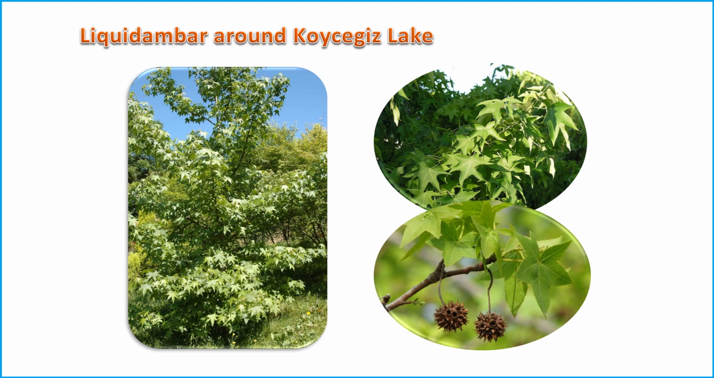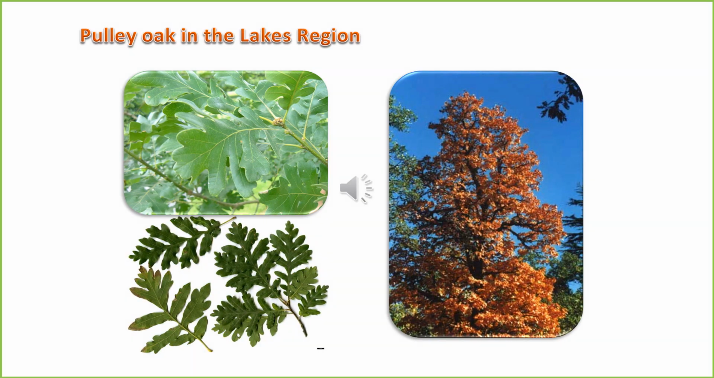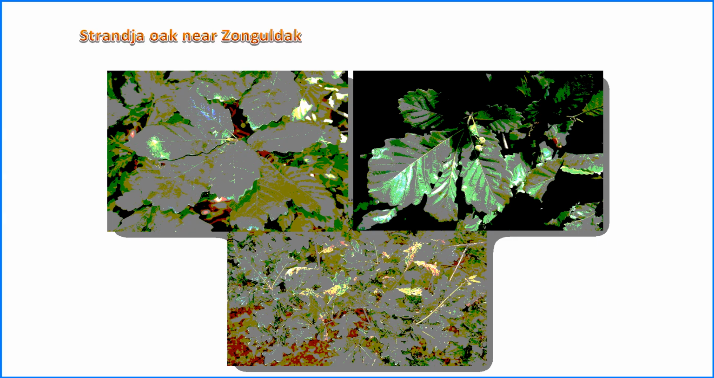Preserving the habitats of endemic plants is crucial for maintaining biodiversity, and it often involves conservation efforts to protect these species and their ecosystems from threats such as habitat destruction, climate change, or invasive species. If Pulley oak is unique to the lakes region, and it's not found elsewhere, then it would be considered an endemic plant for that particular area. Endemic plants are species that are native to and restricted to a specific geographic location.